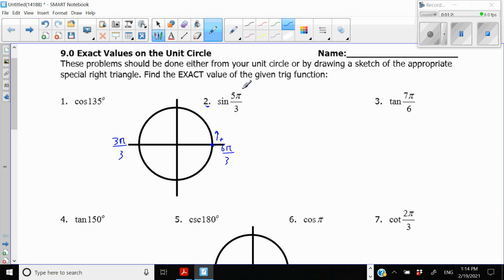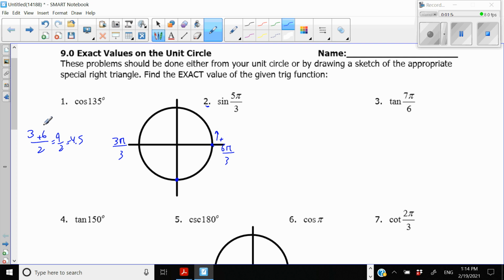5 pi over 3 should be somewhere between 3 pi over 3 and 6 pi over 3, but where exactly? Now I'm going to find the halfway between these two. That will help me find the exact location of 5 pi over 3. Halfway from 3 to 6 is going to be 3 plus 6 divided by 2, which is 9 over 2, which is 4.5.